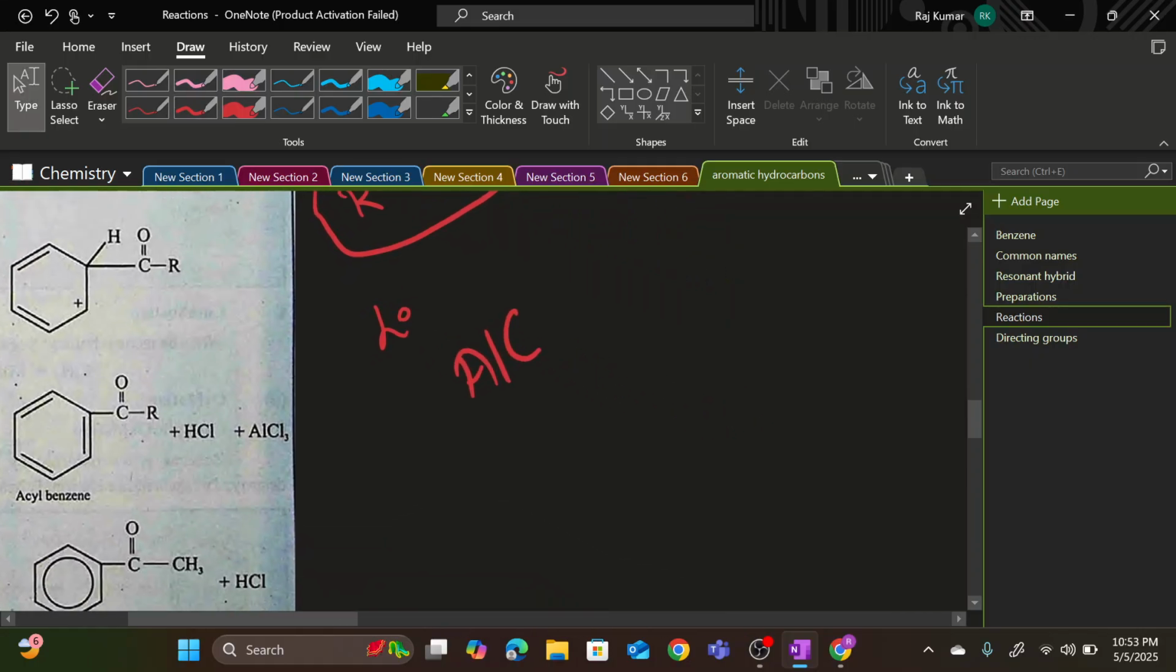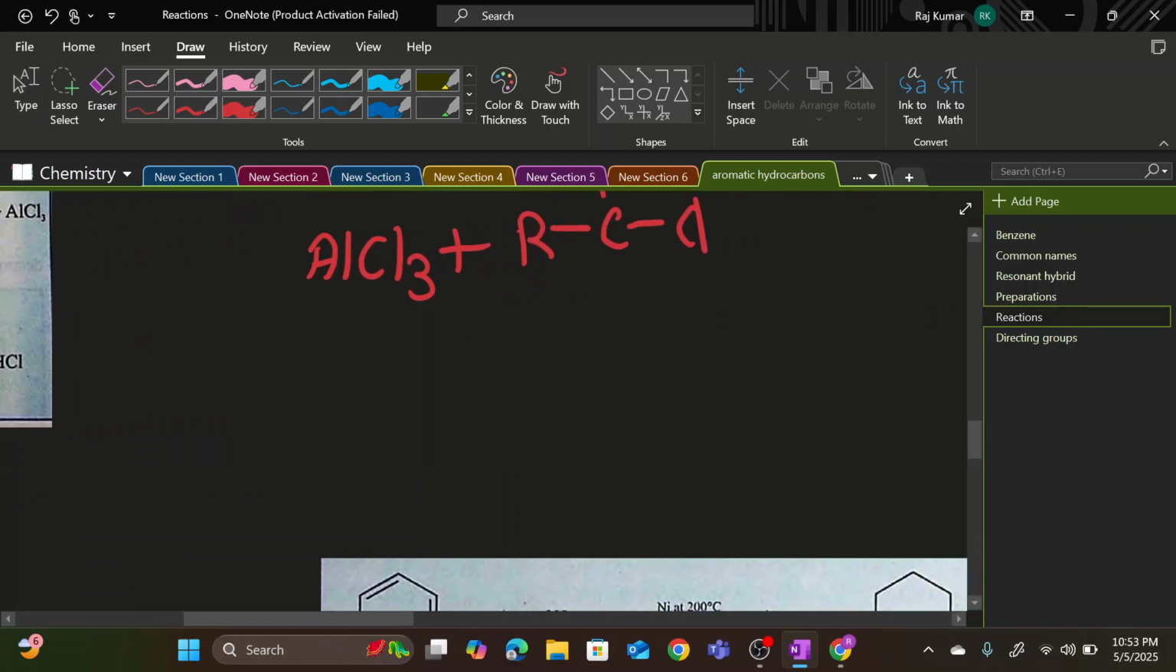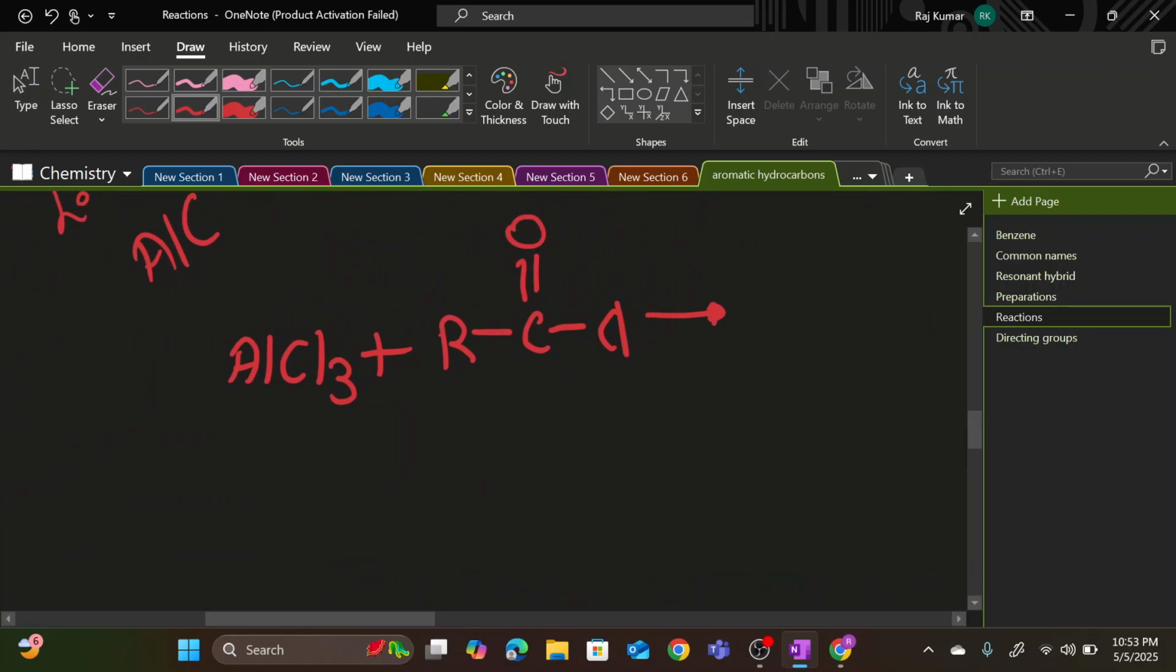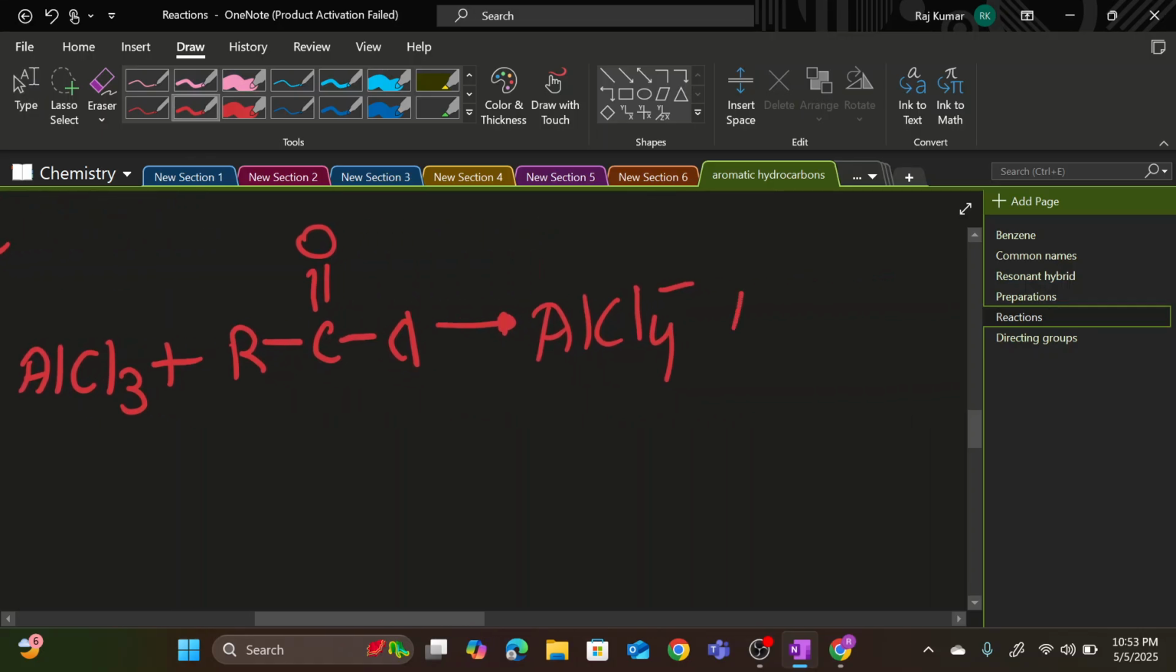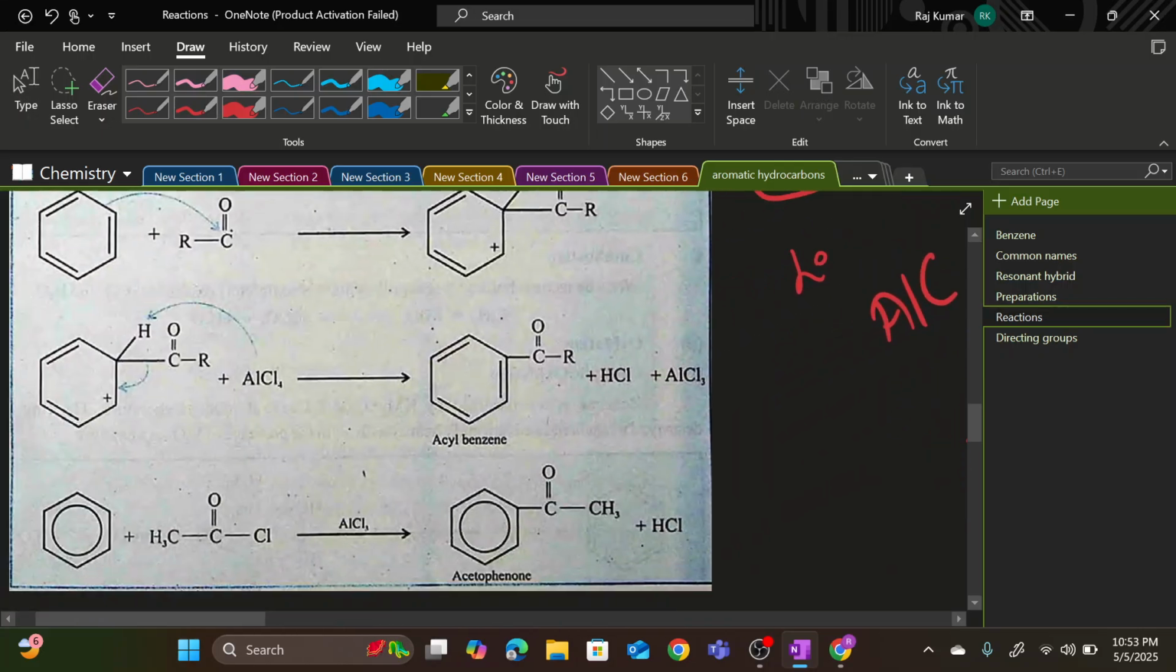What I'll actually do is take aluminum chloride and use an acyl halide. Acyl halide. I'm going to, let's say, add chlorine over here. So when I react them, what I'll actually get is aluminum tetrachloride and the acyl group, which is positively charged. This positively charged acyl group can also be known as acylonium.